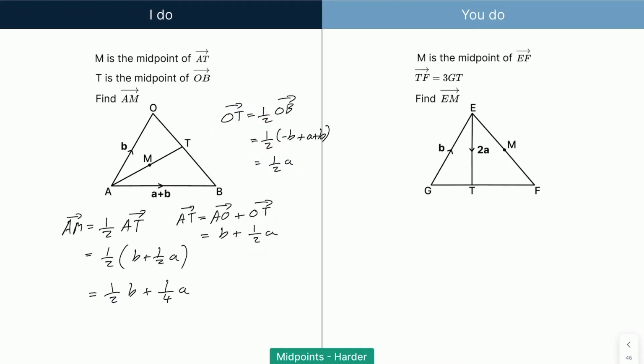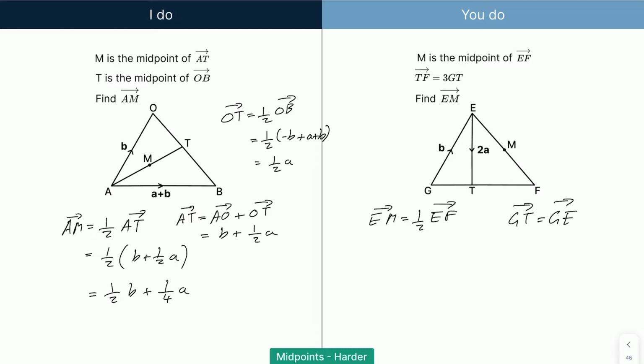So press pause, now I've got the example on the right. So we need E to M. Again, it's a midpoint, so we can say, well, E to M is going to be a half E to F. And I can also see the question's giving us some information. So it's saying T to F is 3 times G to T. Do I know what G to T is? Yeah, okay. Let's use the information given there.